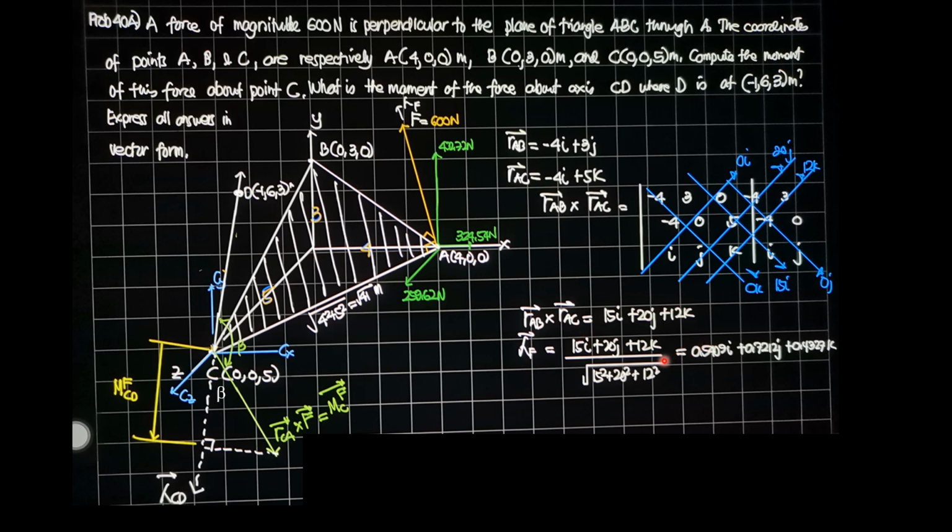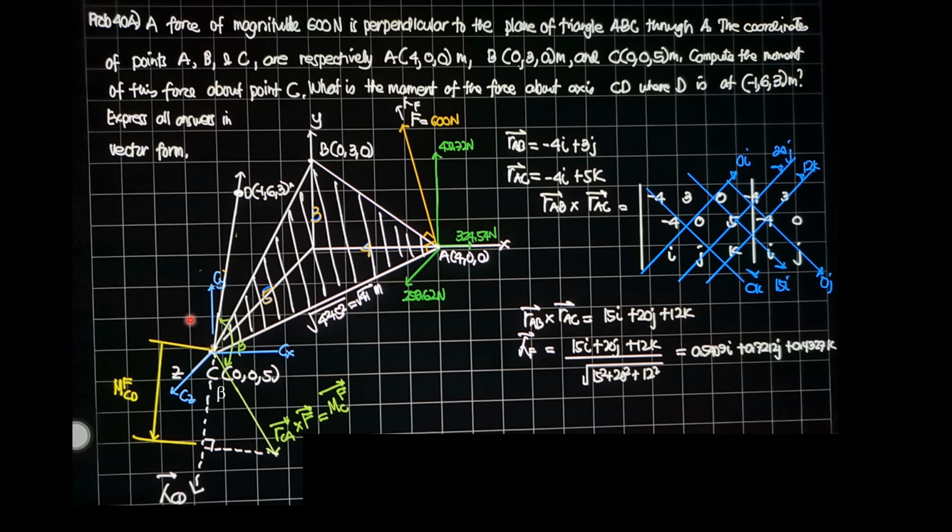After that, we define the force as 600 times this unit vector. Then we'll have force F. So RCA cross F, then dot the unit vector of this axis.